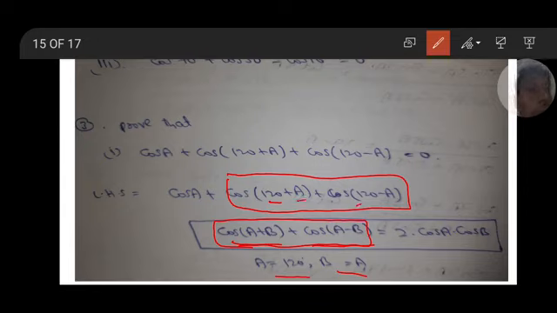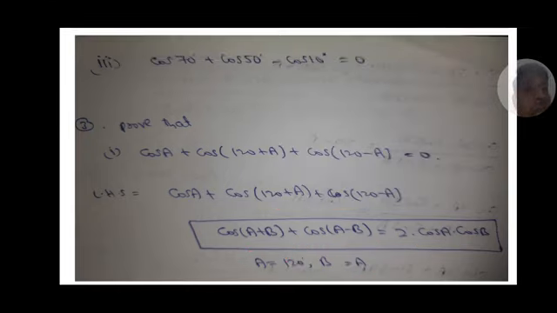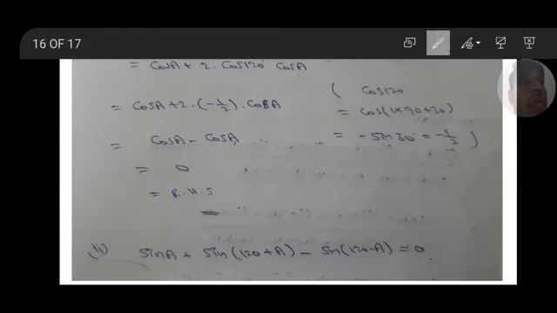The formula is cos of A plus B plus cos of A minus B equal to 2 cos A cos B, where A equal to 120 degrees and B equal to A. So substitute in this one, we get first term cos A as it is, 2 into cos 120 into cos B. Cos B means cos A, since B equal to A.